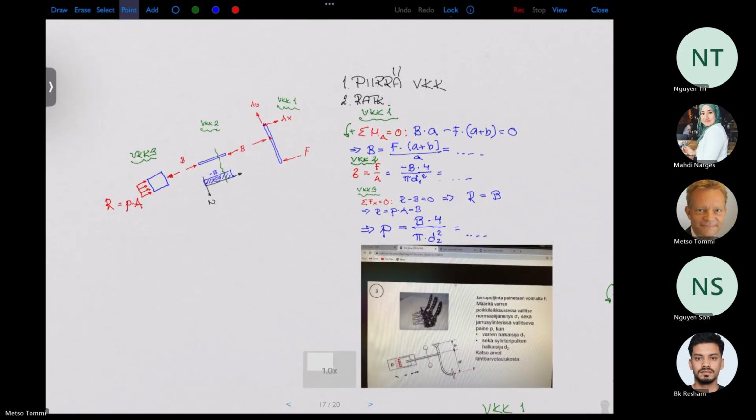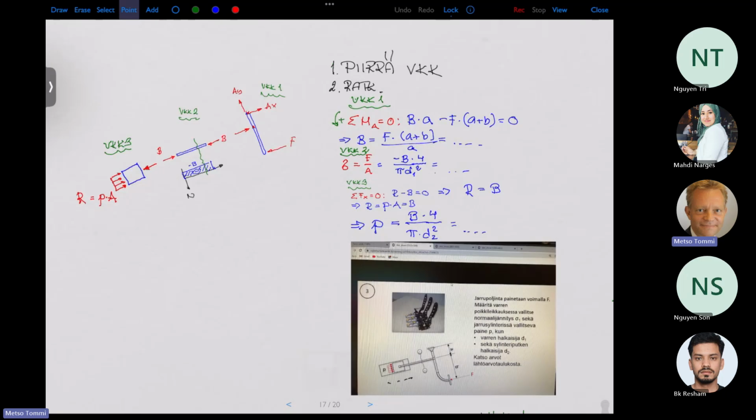So hopefully you can follow these tips, even though it was in Finnish titles. But otherwise, it's mathematics, so it doesn't matter. Mathematics is the same in every language.